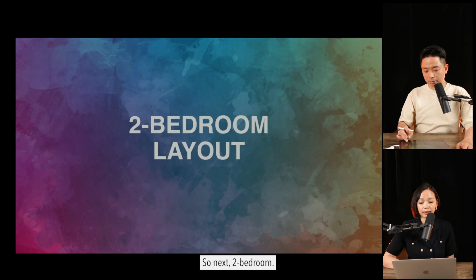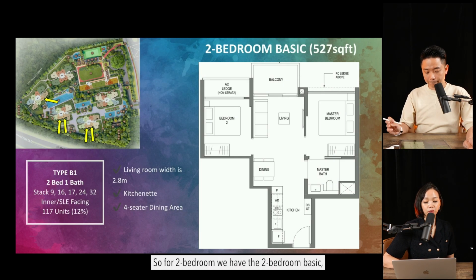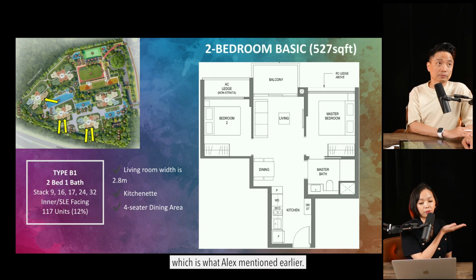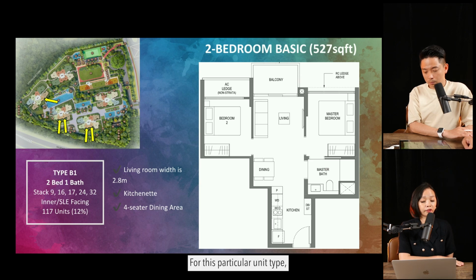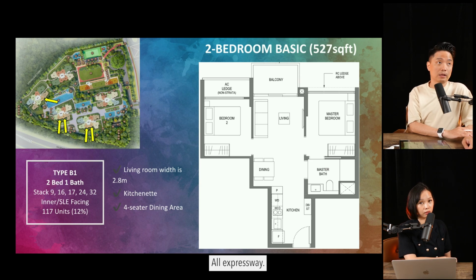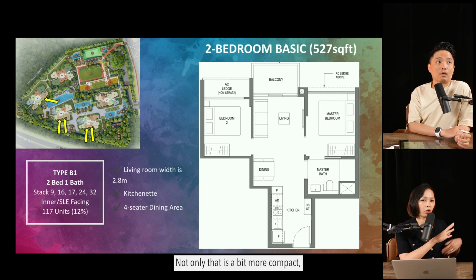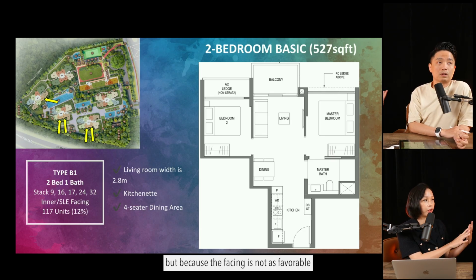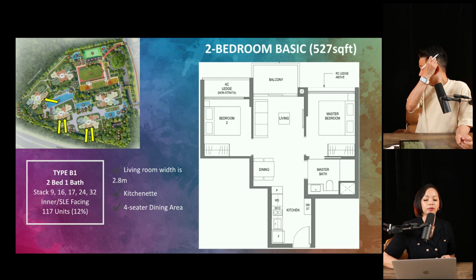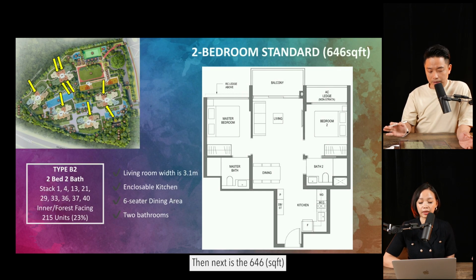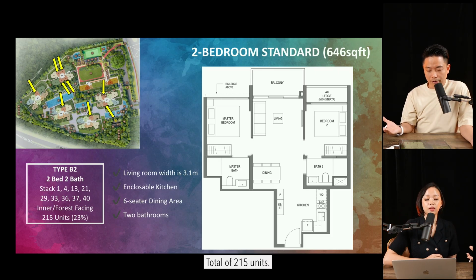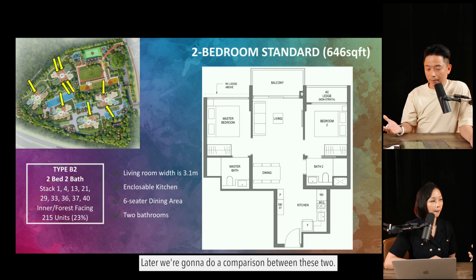So next, 2 bedroom. For 2 bedroom, we have the 2 bedroom basic, which is the 2-bed 1 bath. 527 square feet, which is what Alex mentioned earlier. For this particular unit type, actually most of it are highway facing. Or expressway. Not only that it's a bit more compact, but because the facing is not as favorable as compared to the forest one, so the starting from price confirm is this one. So this is the cheapest. Then next is the 646, which you have more units and you have more facing. Total of 215 units. Later we are going to do a comparison between these two.